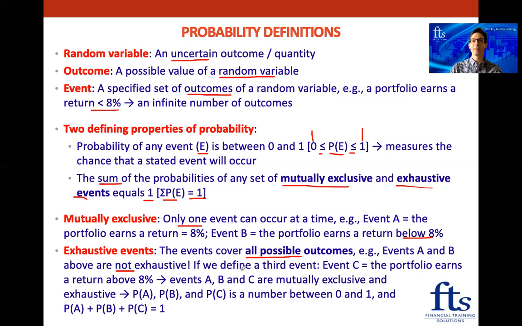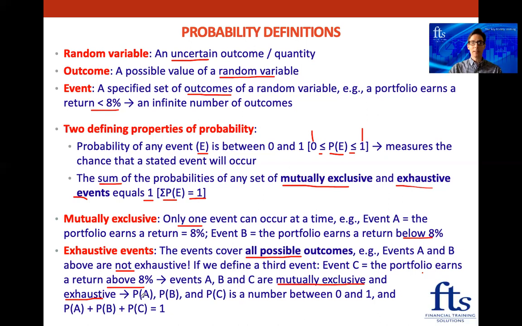So if we now include the third event, event C, the portfolio earns a return above 8%, now A, B, and C are mutually exclusive. Why? Because they can't happen at the same time. We can't get 8%, less than 8% and above 8% at the same time. They are also exhaustive because they cover all possible outcomes, because we can only get 8% or below 8 or above 8. So we are covering all possible outcomes here.